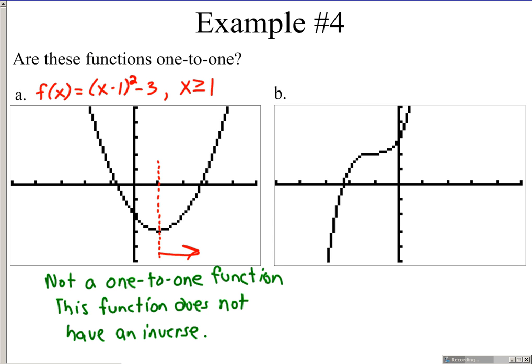Okay, so you have to be careful. If they restrict the domain, don't just assume because you have a parabola that it's always not going to be one-to-one, because they may restrict the domain with something like this. Make sure that you're paying attention for that.